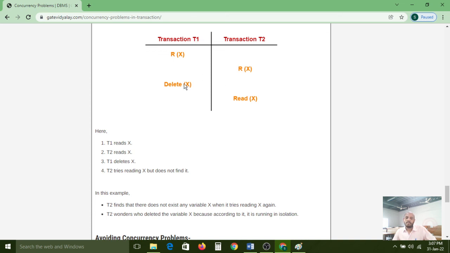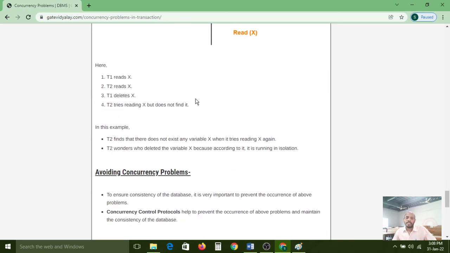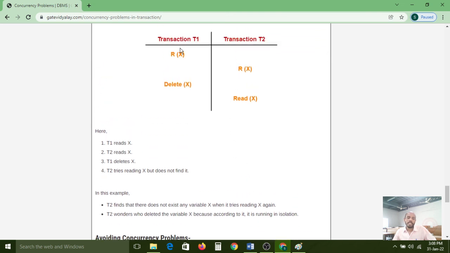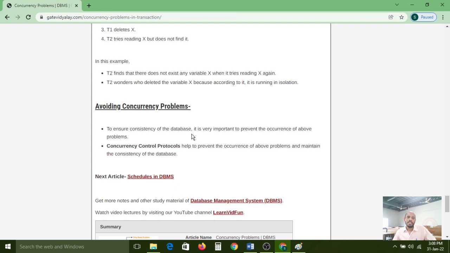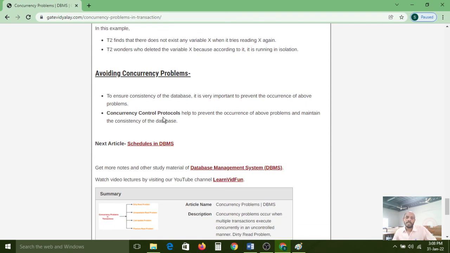This is because transaction 1 was involved while executing. T1 and T2 are both executing simultaneously on the same database. T1 has performed the delete operation, but T2 is still searching for the X account. T2 wonders who deleted the variable X, because according to it, it is running in isolation. It is running individually but accessing the same database. Okay, these are the types of problems we get.